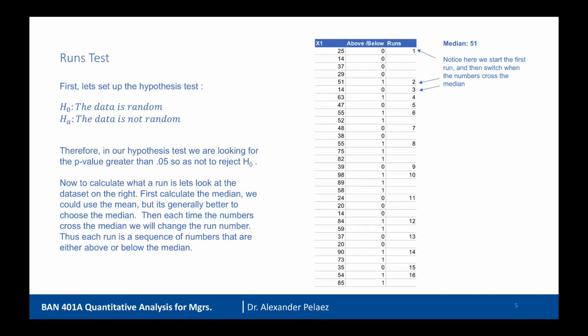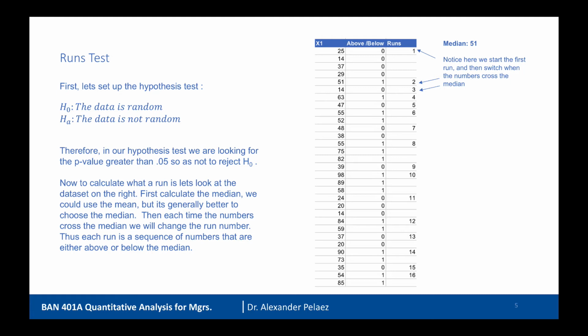So here on the right side, we have a set of data, and we've calculated that the median is 51. First, let's set up the hypothesis test. The null hypothesis is that the data is random. The alternative hypothesis is that the data is not random. Therefore, in this hypothesis test, we're looking for a p-value greater than 0.05 so that we do not reject the null hypothesis. Each time the numbers cross that median, we will then increment the run number.